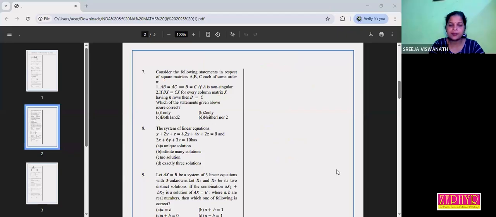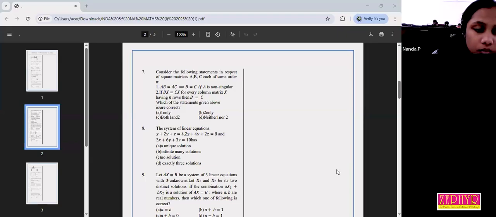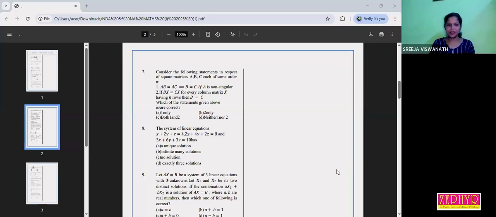Question number 8. Before going to solve question number 8, do you know what is Cramer's rule? No, teacher. Okay. What method is used to solve question number 8? How did you learn solving linear equations? AX is equal to B, X is equal to A inverse into B. Is that how everyone learned? Yes, teacher.